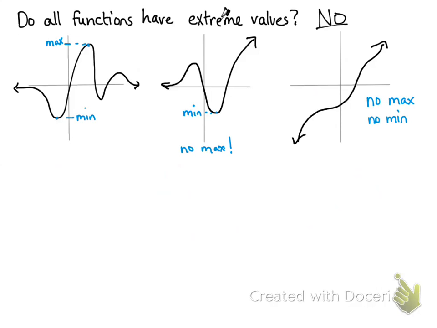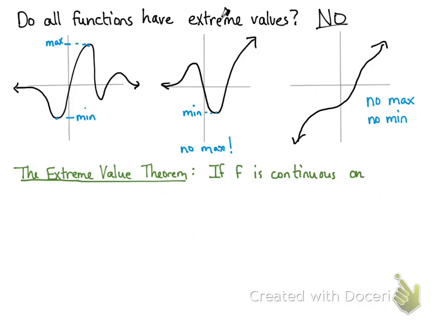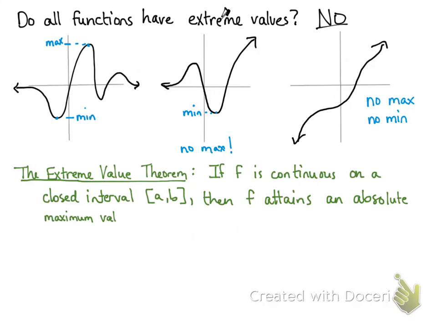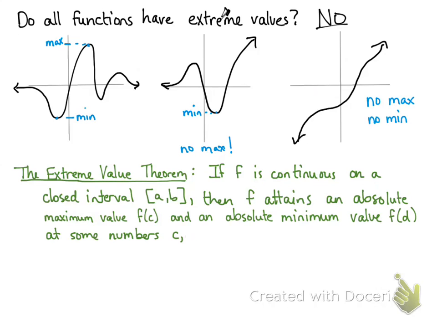Well then, is there a way we can tell if a given function does have extreme values? In general, it's a hard question, but there's one specific kind of function that will be guaranteed to have extreme values, and that kind of function is a continuous function on a closed interval. So if f is continuous on a closed interval from a to b, then f will definitely get to a maximum value f of c and a minimum value f of d for some numbers in that interval.